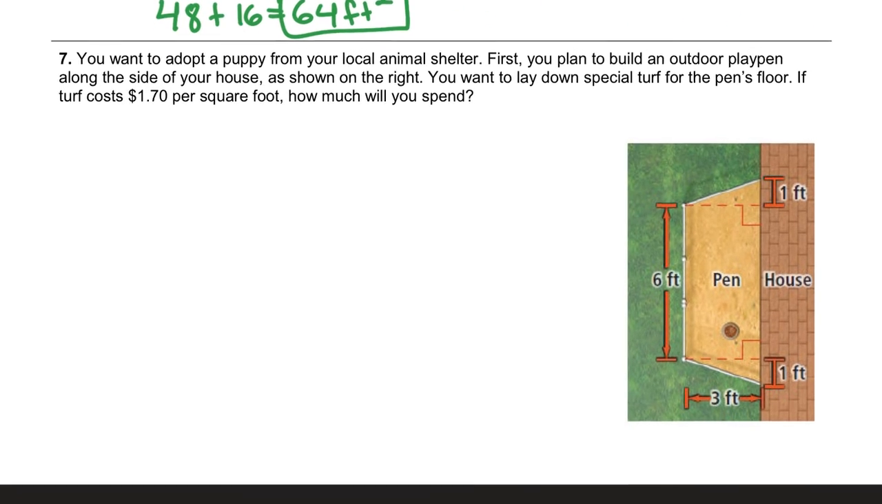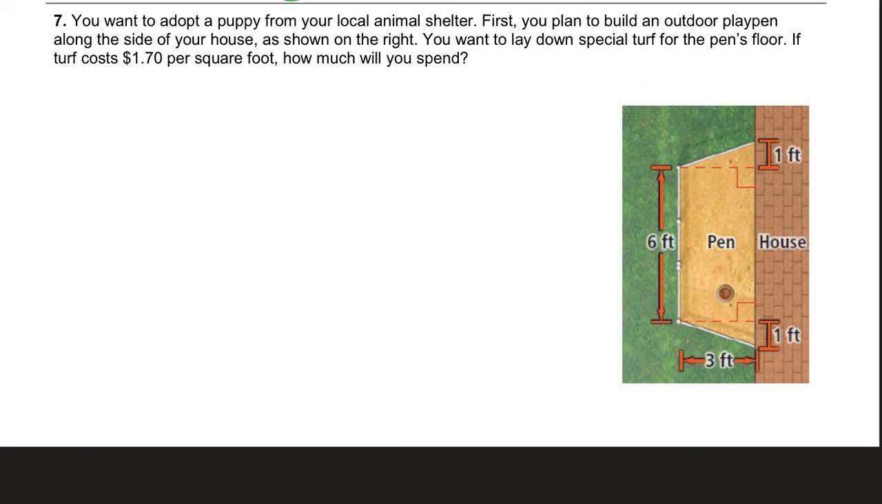Okay, so for part 7, you want to adopt a puppy from your local animal shelter, you want to build an outdoor playpen, and cover it with AstroTurf. So we've got to find the area of this pen, and if we want to lay down the turf, we've got to buy it. It costs $1.70 per square foot. So it's about understanding that this is split up into 2 triangles and a rectangle.